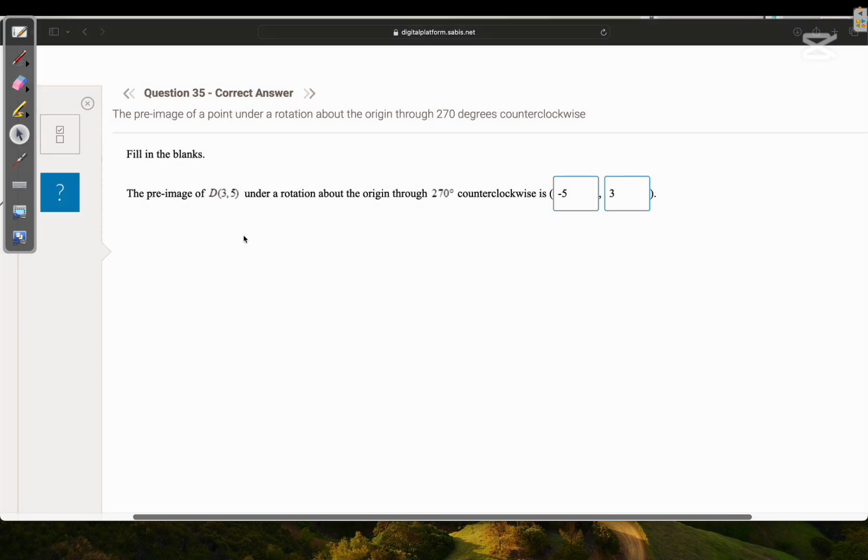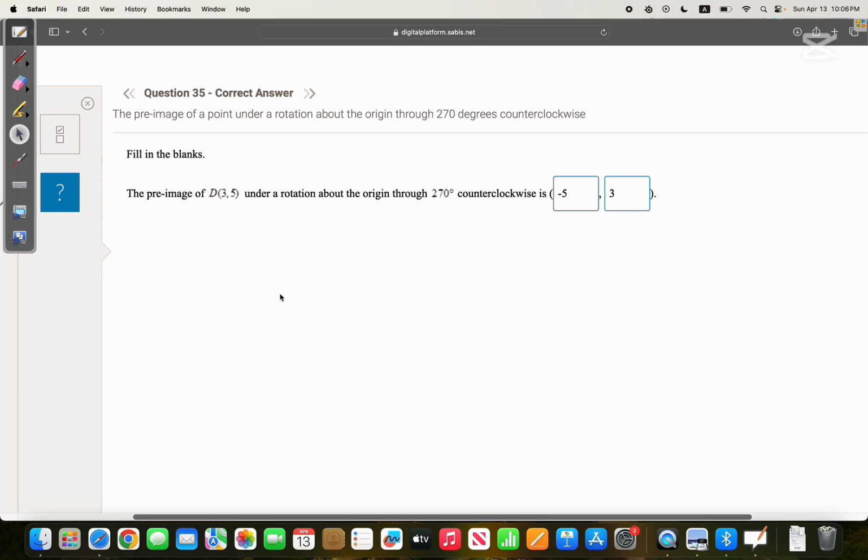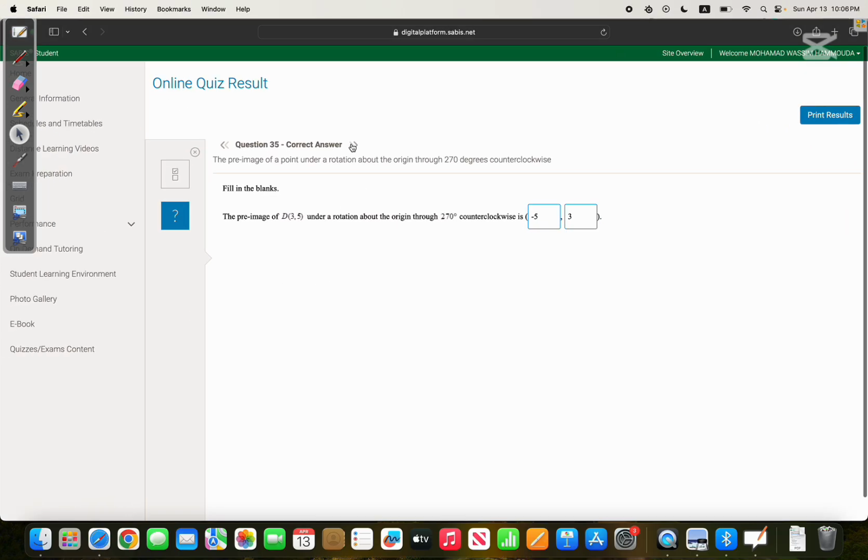By the way, all of the 90 degrees clockwise, counterclockwise, and 270 has to be memorized by heart.